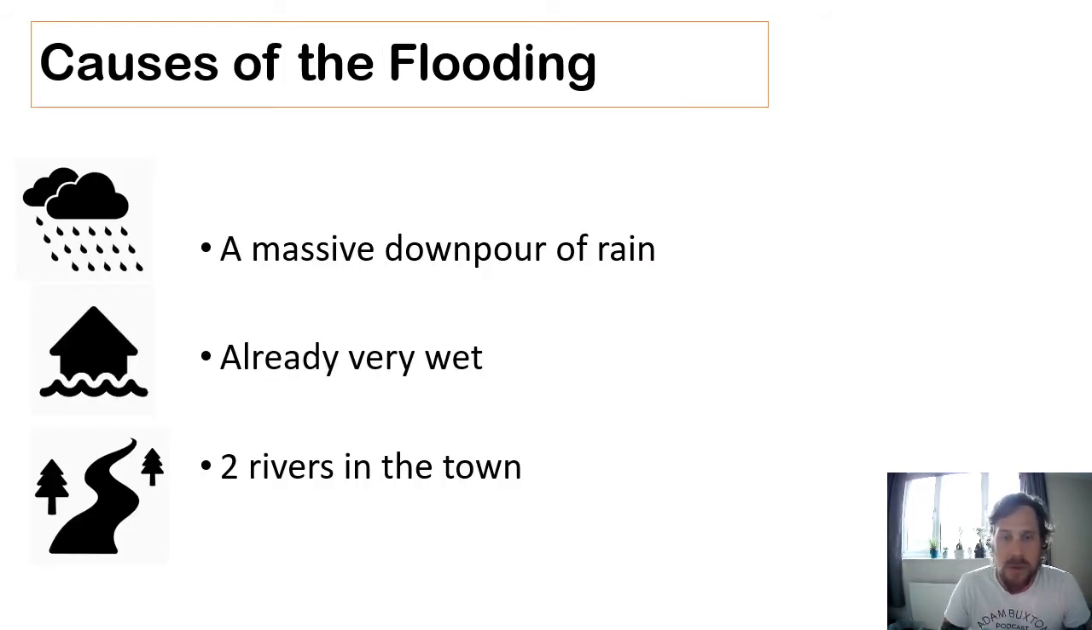There were some different causes of flooding. First of all, we had a massive downpour of rain. This means there was lots of rain coming down, making it easy to flood.